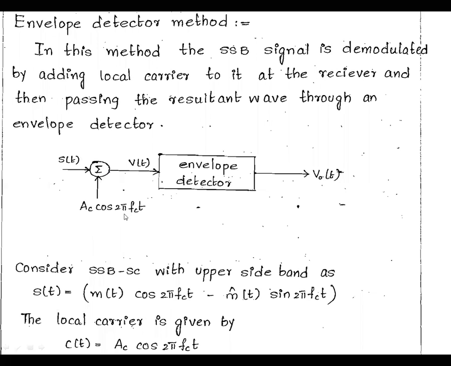AC cos 2 pi FC t is the carrier, and V(t) is applied. That is given to the envelope detector. The output is V naught of t. So consider SSB-SC.